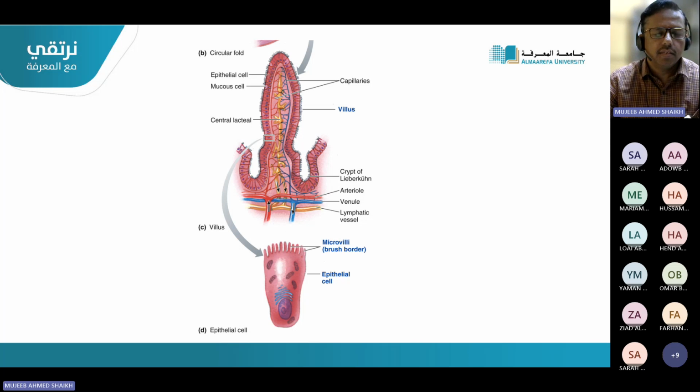And what is the structure of a cell? The cell looks like this, with fibers or microvilli at the top edge. These are called the microvilli, which form the brush border.